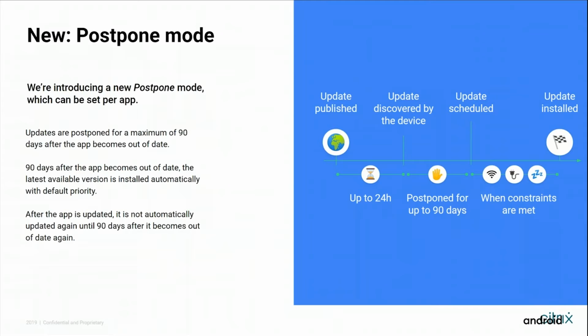But you don't need to wait for the whole 90 days. After you've tested the update, you can change the method to the default mode or to high priority mode. The update can, however, not be postponed indefinitely, because never updating apps is bad for security and for the user experience, and 90 days should be more than enough to test new updates.